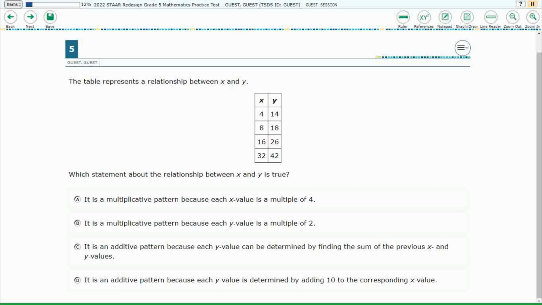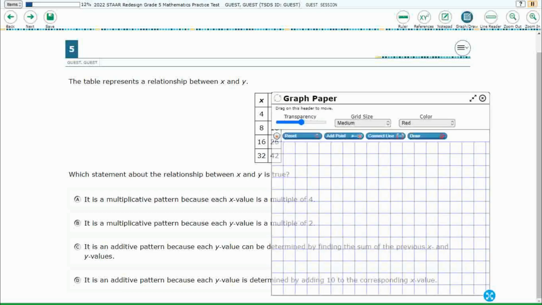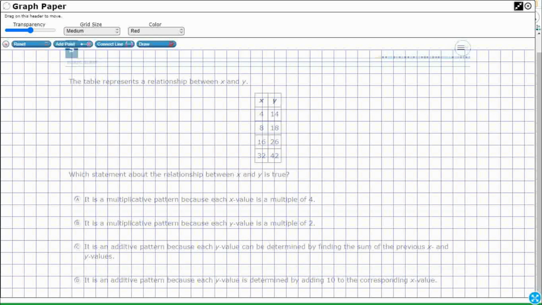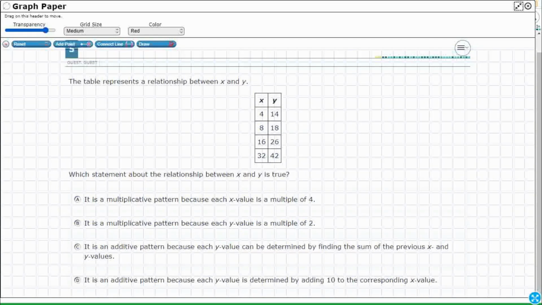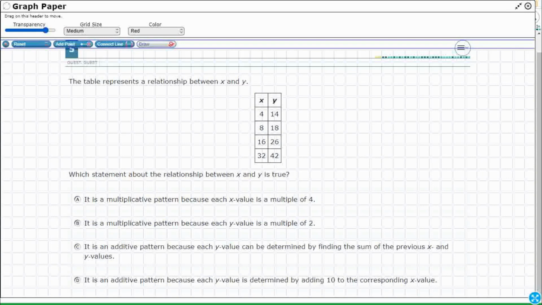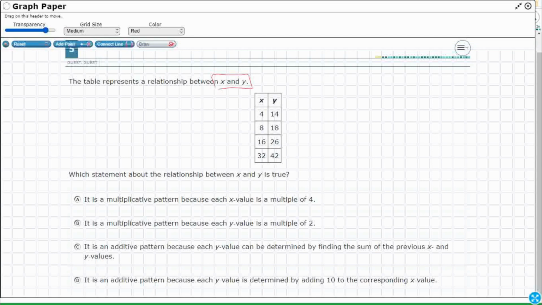So we have a table here. We've got a relationship between x and y, and we just need to find a true statement. So let's turn on our graph draw feature, expand it out, increase the transparency so we can see what's going on behind, and we'll hit draw. So this tells us exactly what we need to be looking at. We need to look at the relationship between x and y, which means we need to be looking side to side, because that's how you can look between x and y.